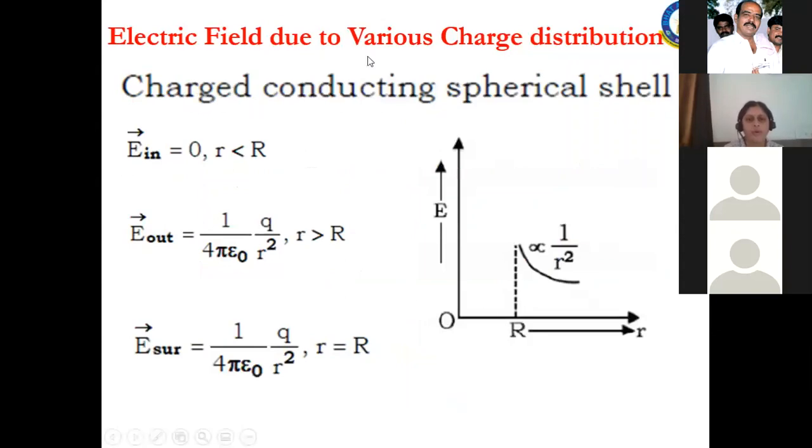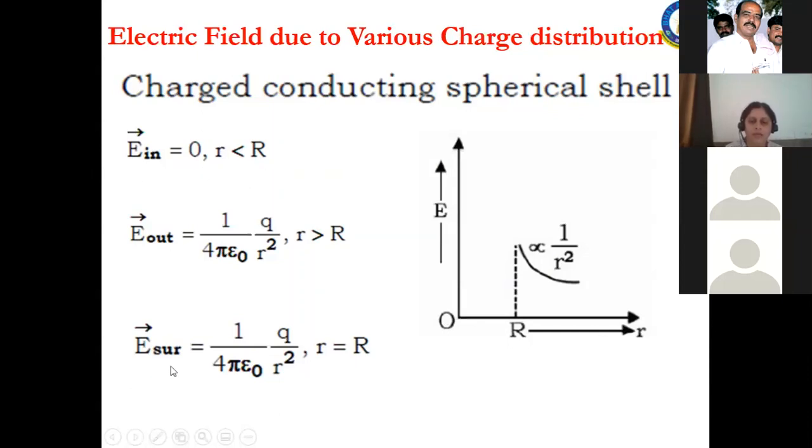Now, electric field due to a charged conducting spherical shell. A spherical shell is nothing but a hollow sphere. Here we can have three formulas for three cases: electric field inside the shell, electric field on the surface of the shell, and electric field outside the shell. For inside the shell, E is equal to 0. That means there is no electric field inside a conducting spherical shell, meaning for values of r less than R, E is equal to 0.